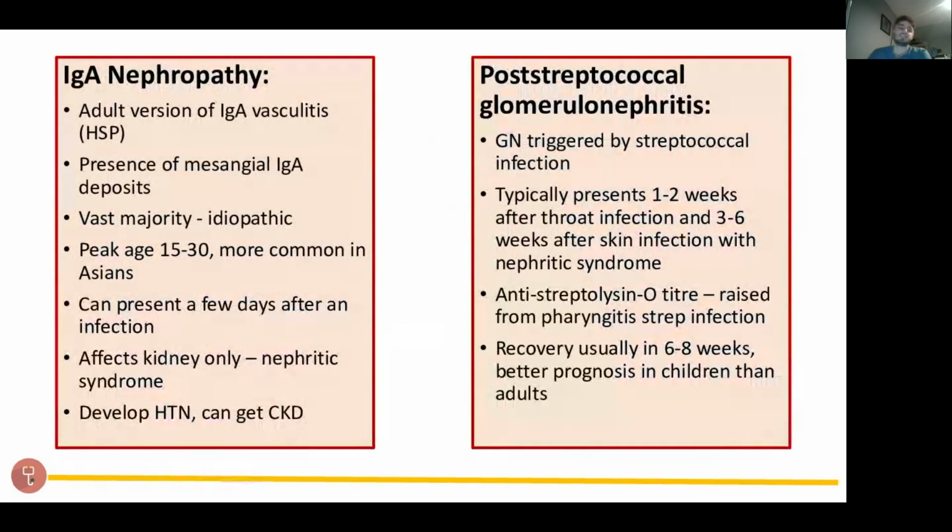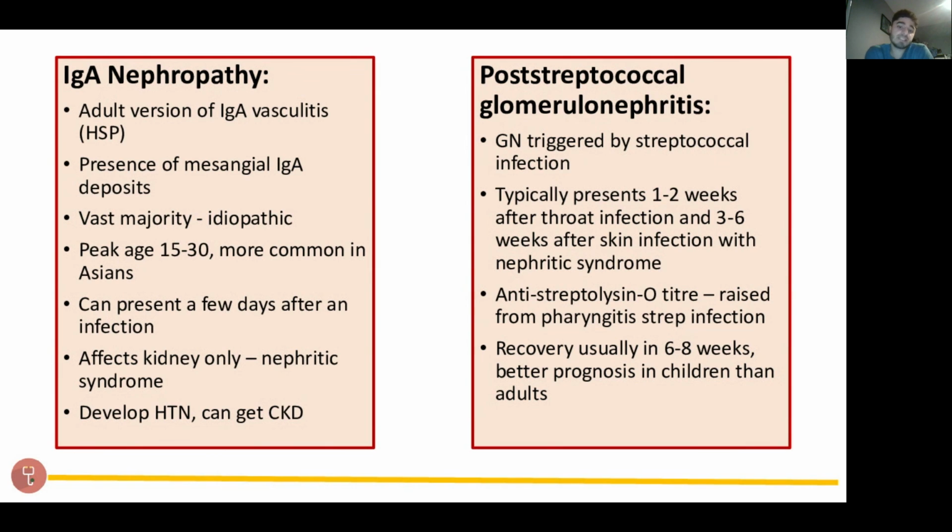Fine. So the 2 main nephritic syndromes, or 2 of the big ones that can come up in SBAs, are IgA nephropathy versus post-streptococcal glomerulonephritis. These both typically occur post-infection. IgA nephropathy can be seen as the adult version of IgA vasculitis, also known as HSP, but that's the old name. And you get the presence of mesangial IgA deposits. So if you ever hear that in a question, just think IgA nephropathy. It happens in quite young people, Asians especially. Again, it happens 2 to 3 days after an infection and affects the kidney only.